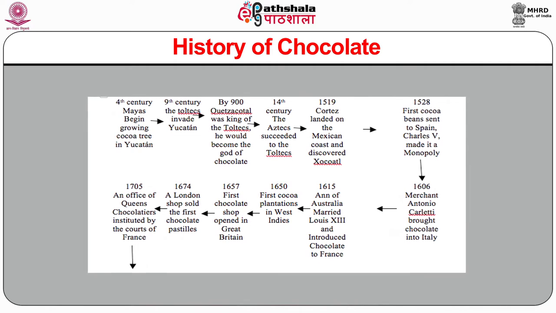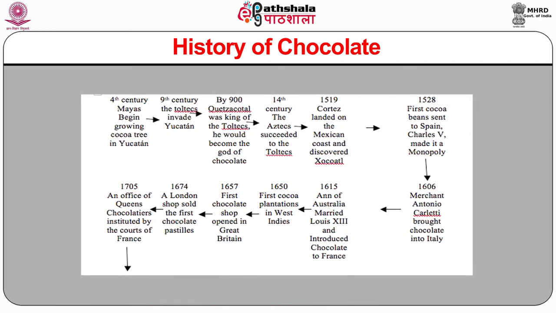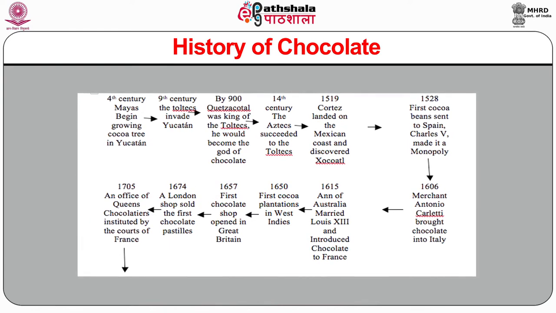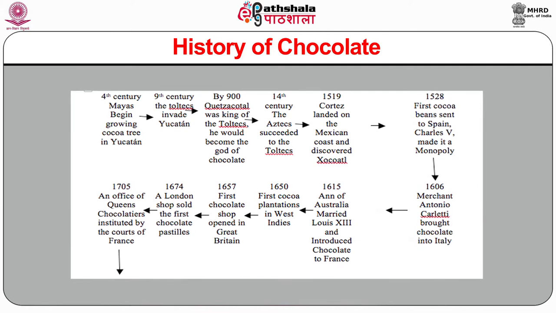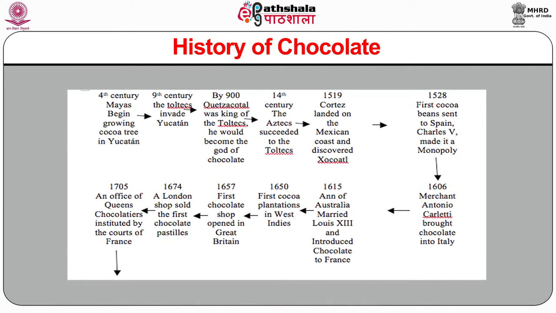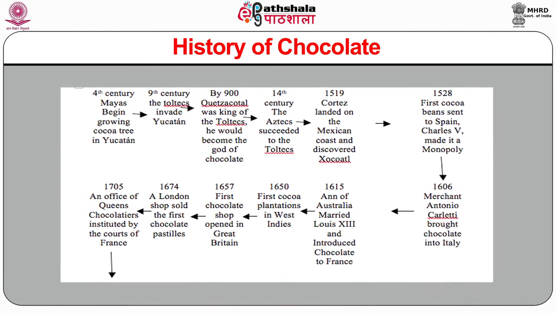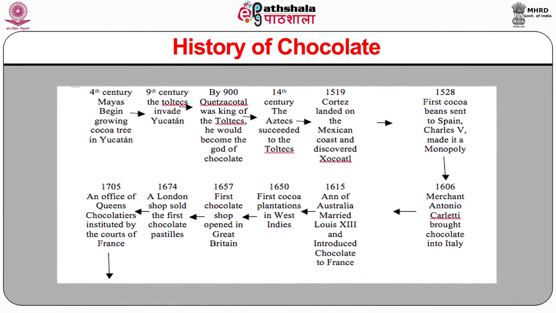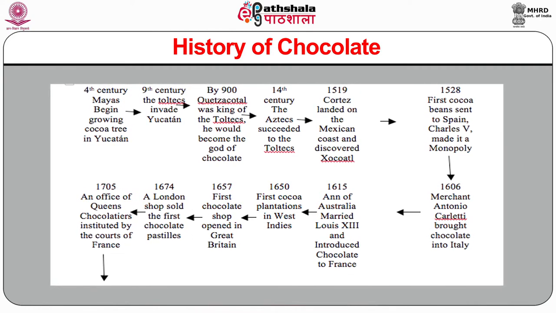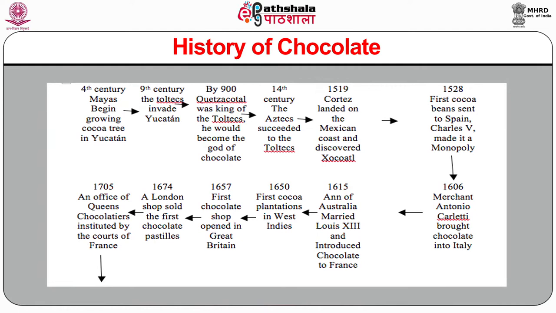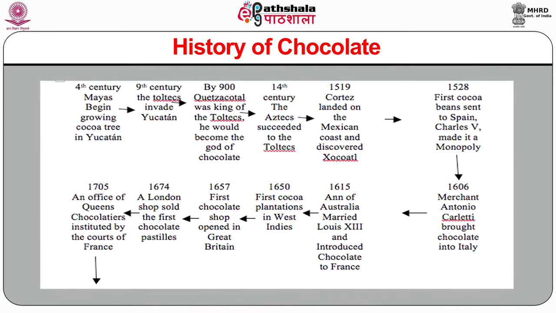1528, first cocoa beans sent to Spain, Charles V made it a monopoly. 1606, merchant Antonio Carletti brought chocolate into Italy. 1615, Anne of Austria married Louis XIII and introduced chocolate to France. 1650, first cocoa plantations in West Indies. 1657, first chocolate shop opened in Great Britain.